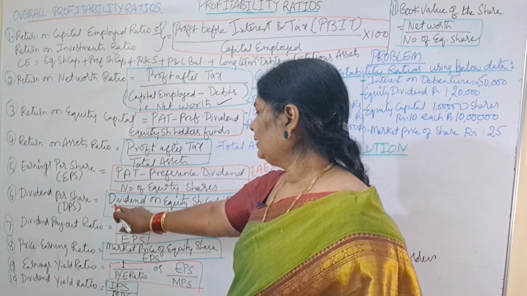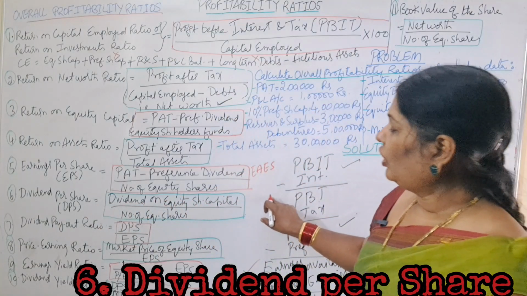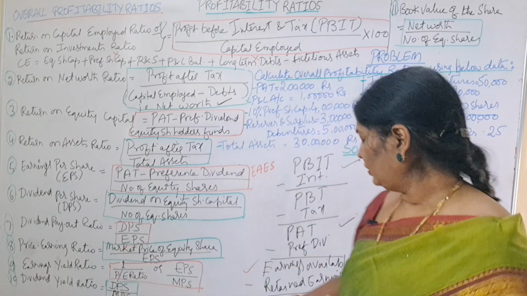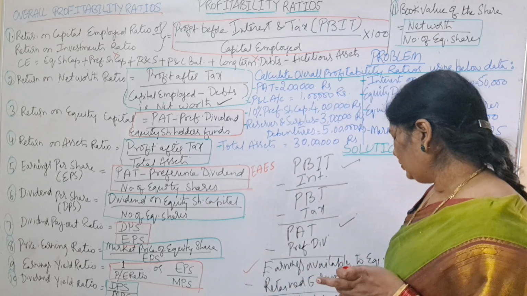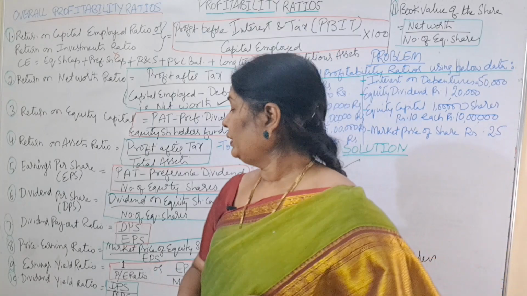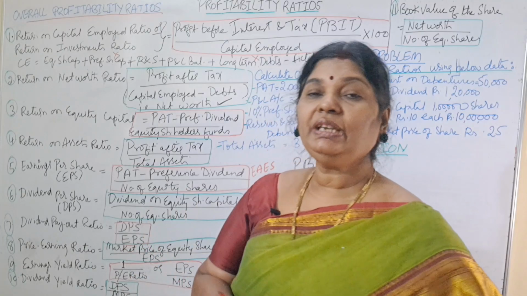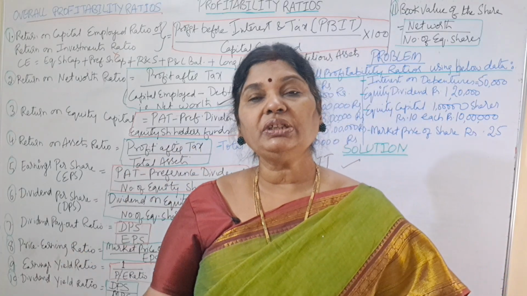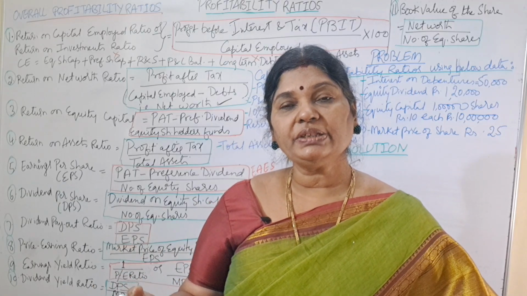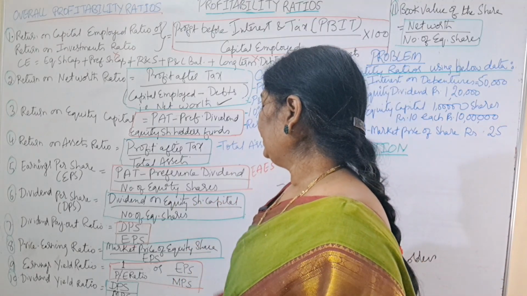Now coming to the next one, dividend per share, meaning dividend on equity share capital. How much dividend are they paying? Because whatever earnings are available, they will not distribute the entire amount. As I have shown, earnings available to equity shareholders minus retained earnings, whatever is remaining will be given as dividend. So dividend per share is dividend on equity share capital divided by number of equity shares. If the company is distributing 50,000 rupees as dividend and there are 1,000 shares, each will get 50 rupees. Like that, dividend per share will be calculated.